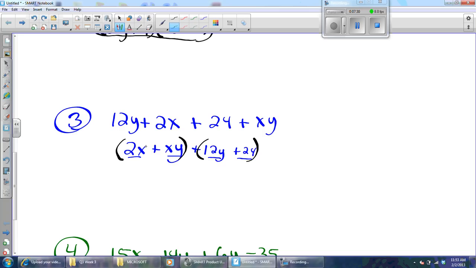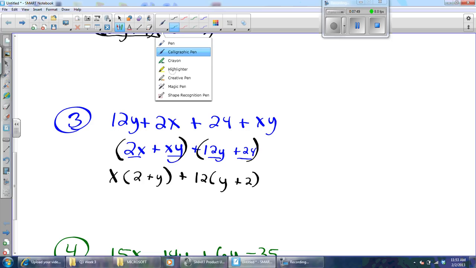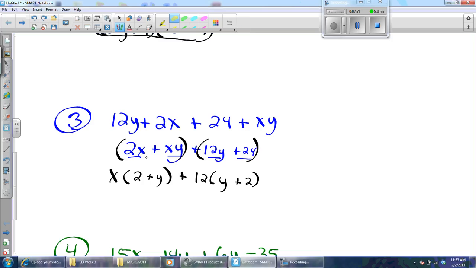So I'm going to group the first pair together, the second pair together, and now it's time to GCF. Looks like the GCF of the first quantity is x, and I'm going to be left with a 2 plus y. The GCF of the second quantity is going to be 12, leaving me a y plus a 2. Did I get a quantity with the same terms in it? 2 plus y, y plus 2.